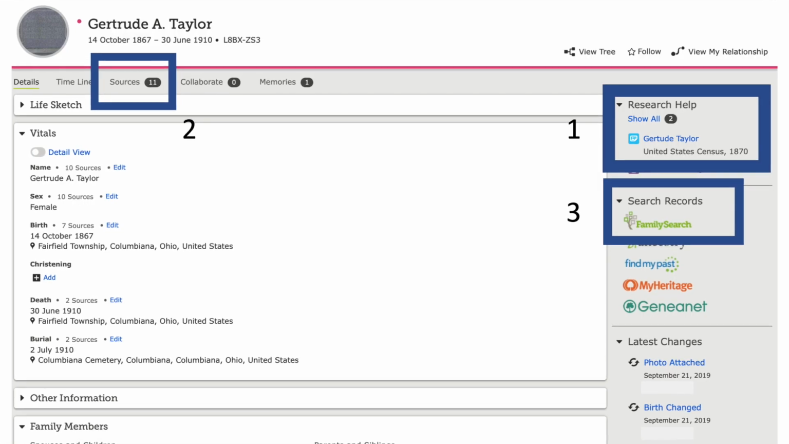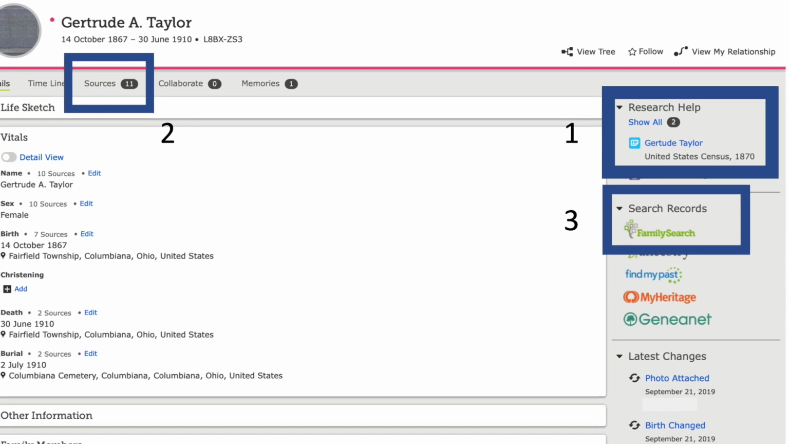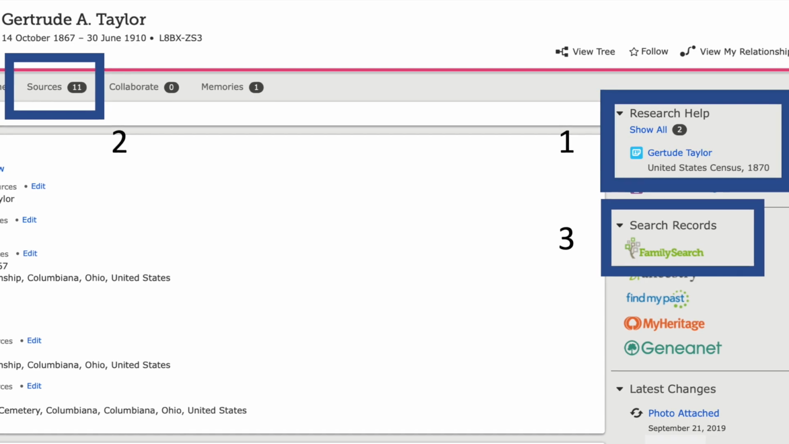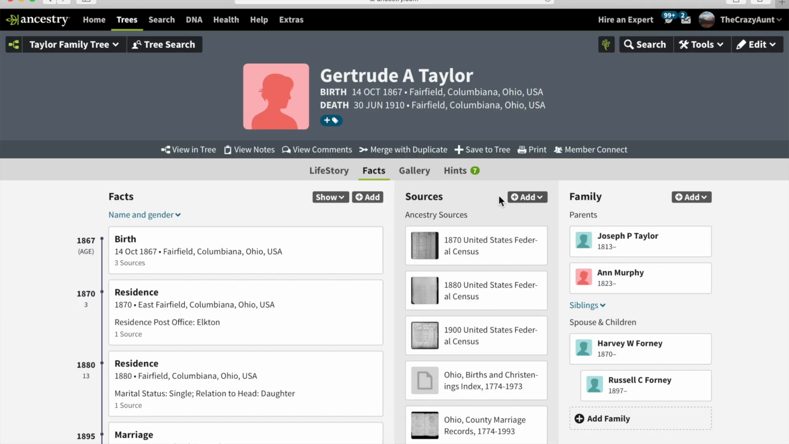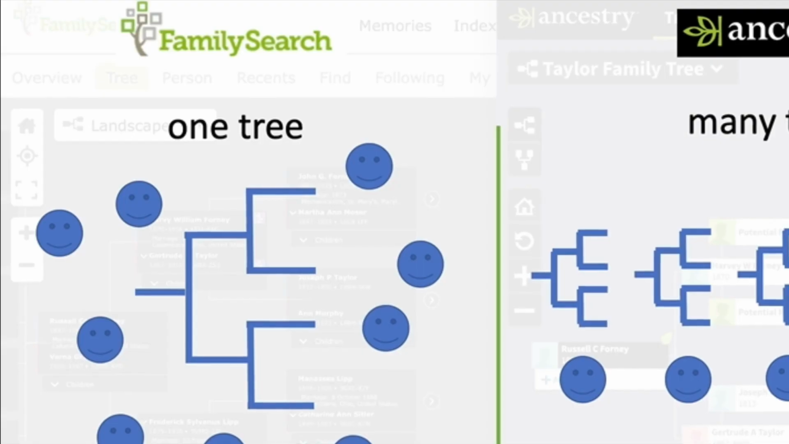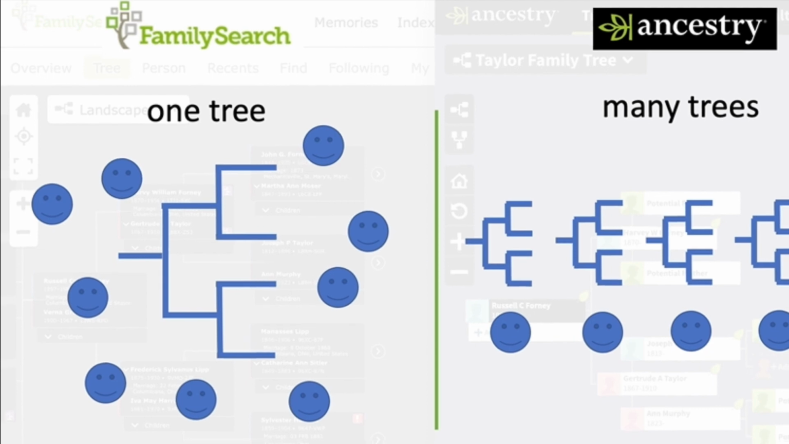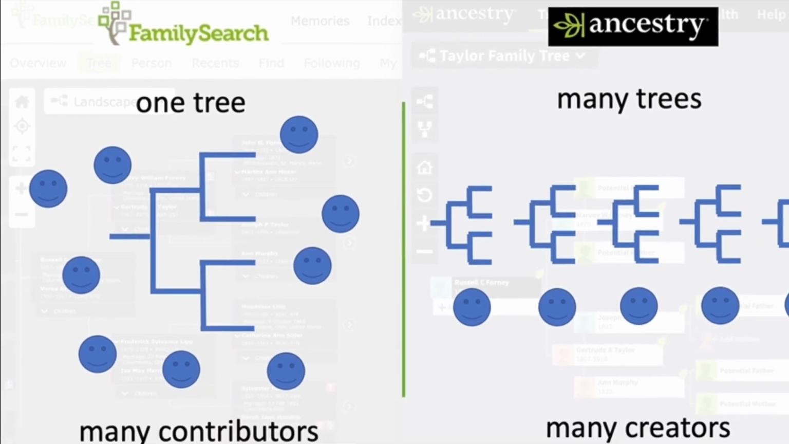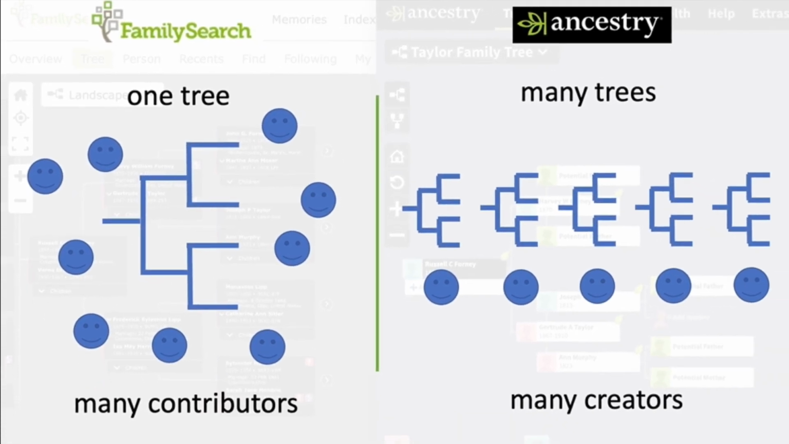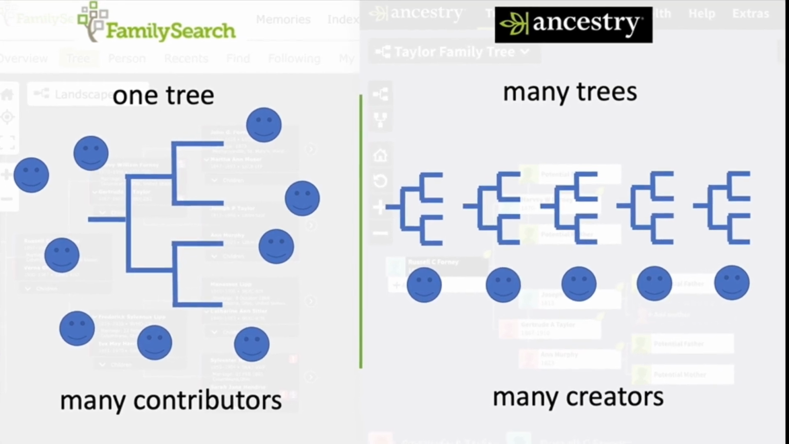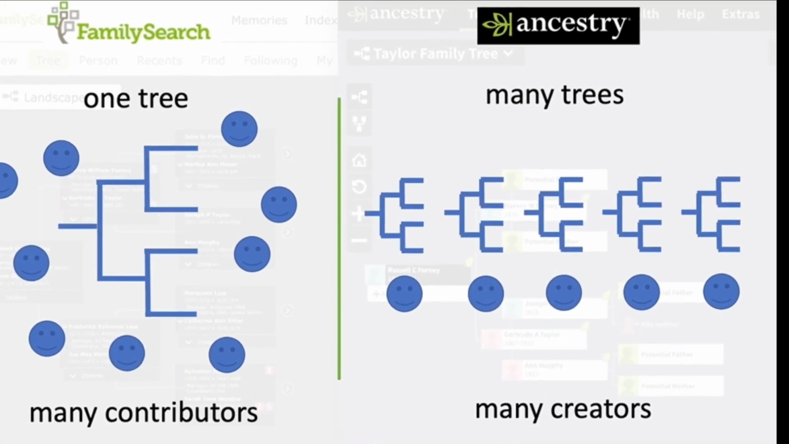You may recognize these places to search for records on Ancestry as the equivalents of the places I showed on FamilySearch in my previous video. This next place will be wholly new and is unique to Ancestry, because on FamilySearch there is only one family tree. All submitters are contributing to and editing the same tree. But on Ancestry, there are a gazillion trees. Each Ancestry member creates and maintains their own family tree.